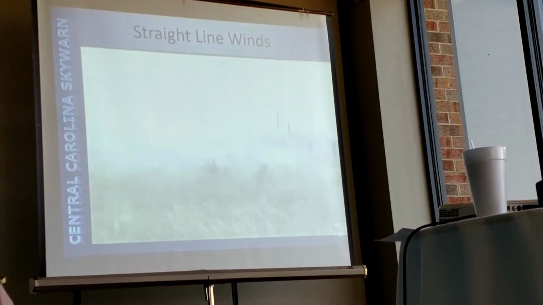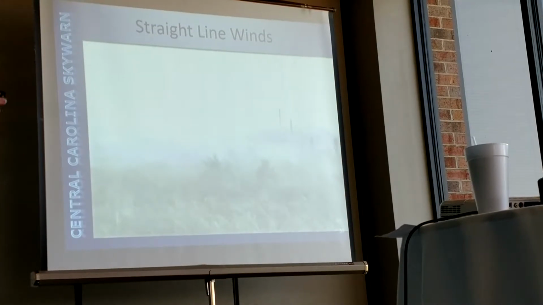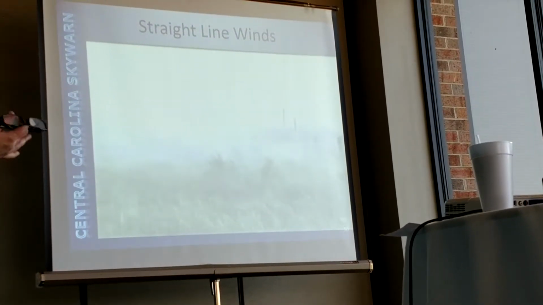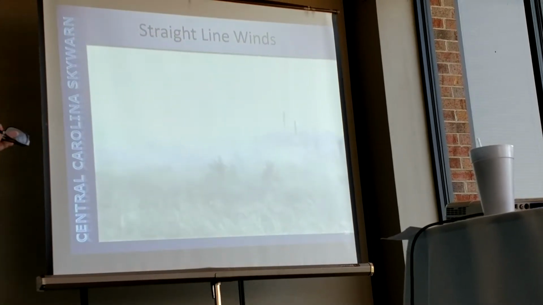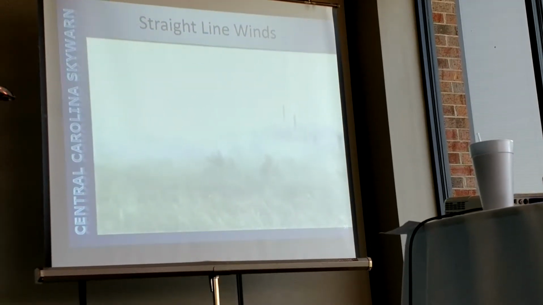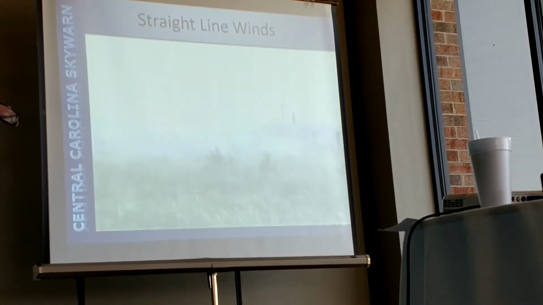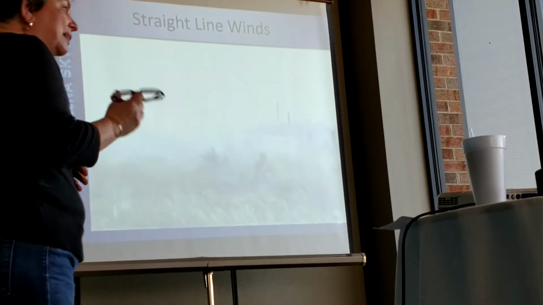Okay. Well, you get the idea. This one was taken out in the Midwest, but you can see the destructive nature of straight line winds. So it's not always the tornado. In fact, most of our wind events that cause damage are straight line winds in North Carolina.